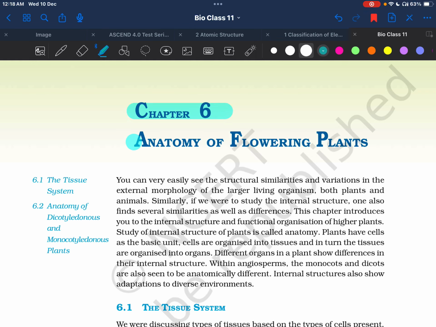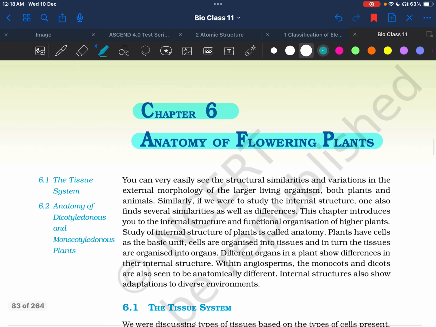Chapter 6: Anatomy of Flowering Plants. You can very easily see the structural similarities and variations in external morphology of the larger living organisms, both plants and animals. Similarly, if we were to study the internal structure, one also finds several similarities as well as differences. This chapter introduces you to the internal structure and functional organization of higher plants.